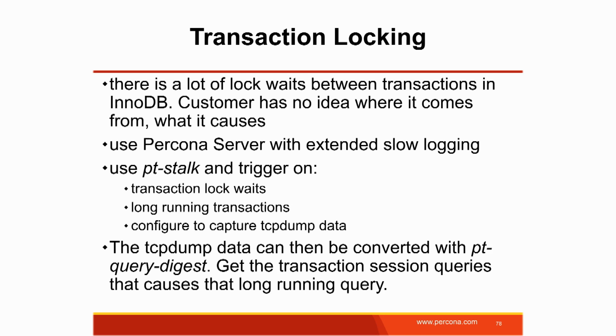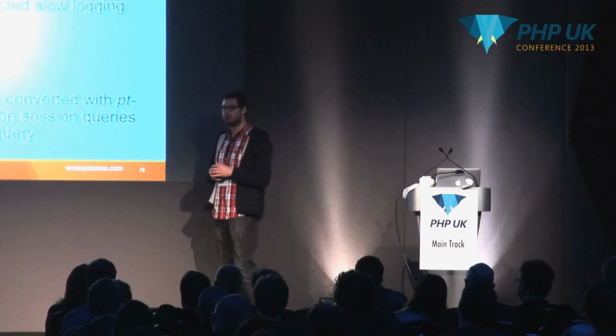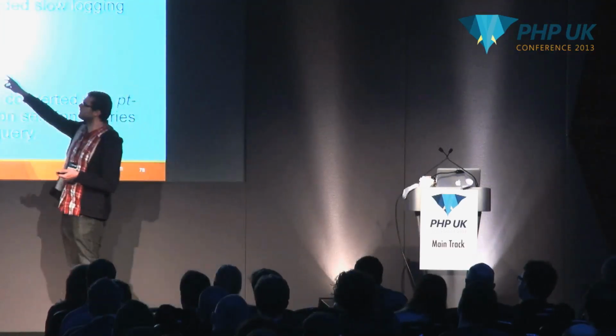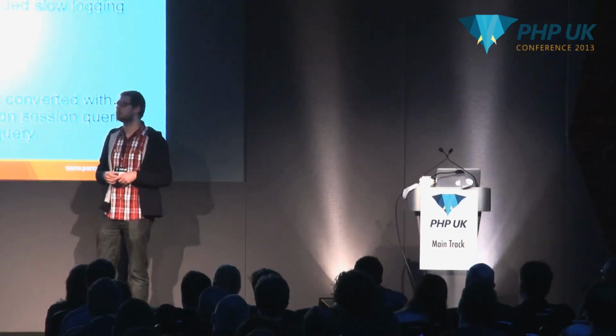So with the extended slow logging, we can actually log all that information, and we can see which transactions were locking each other. But it doesn't show you which one was causing the other ones to wait. It's a lot of data that you need to analyze. So what we would do is configure pt-stalk. We write a script that looks at transaction lock waits in show engine InnoDB status.